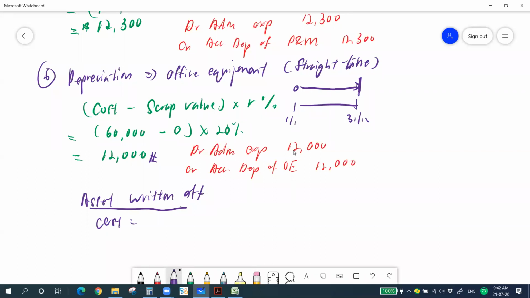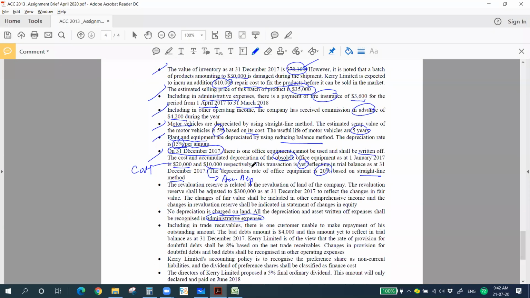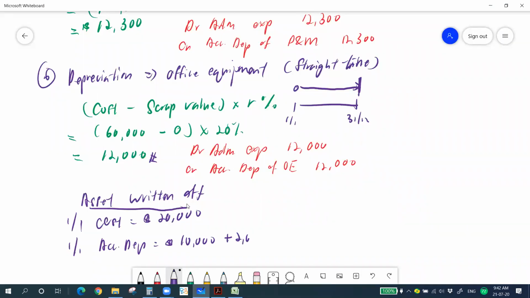All right. Cost is 20,000 at 1st of January. So at 1st of January, the accumulated depreciation is 10,000 as well. All right. How do I get this information? From the textbook here, from the additional information: 20,000 and 10,000, cost and accumulated depreciation at 1st of January. So during the year, the depreciation for this asset is how much? Hey, 4,000, sorry. How do I get 4,000? I use 20,000, the cost, times the depreciation rate 20%, so I get 4,000.